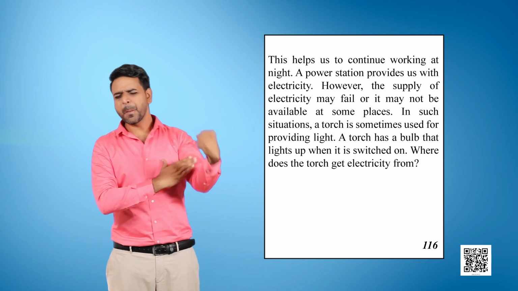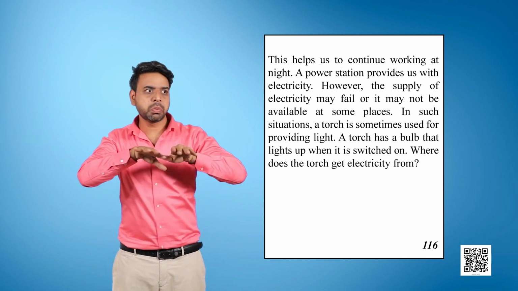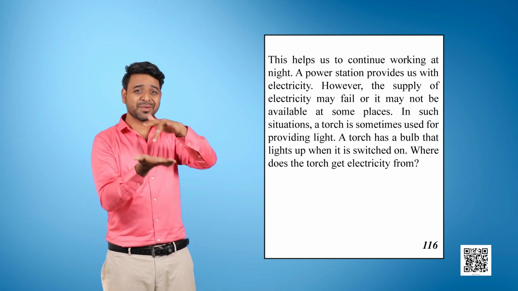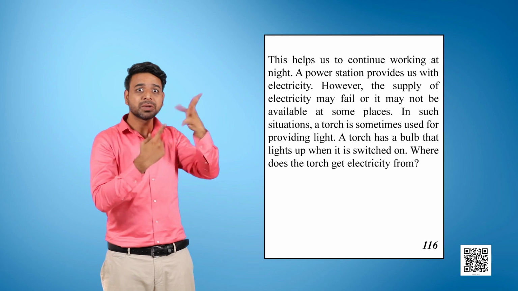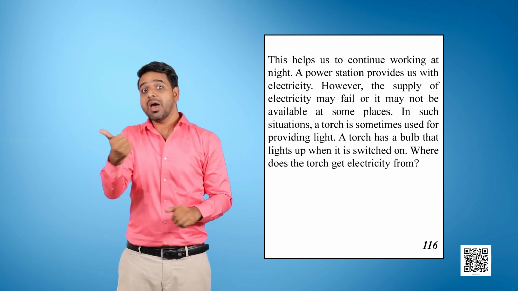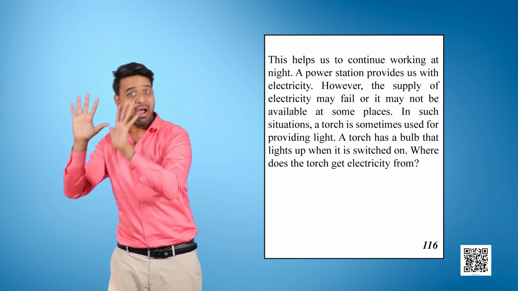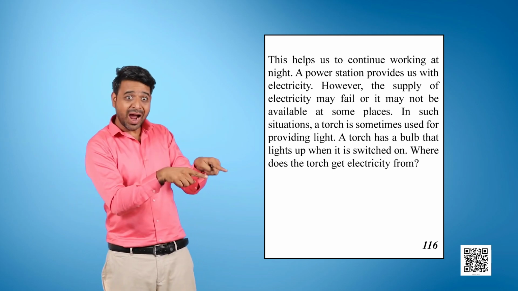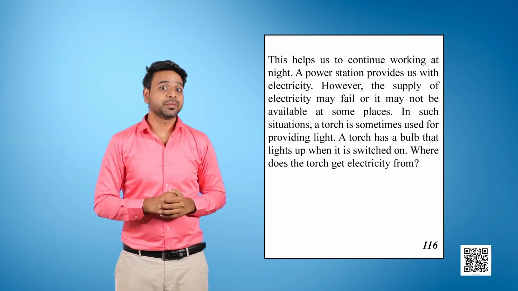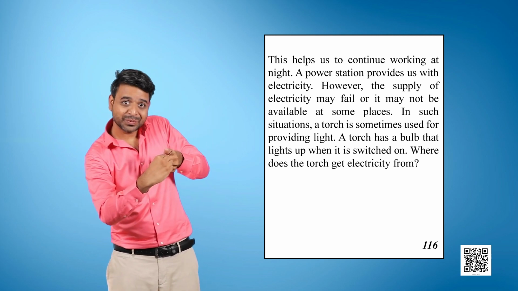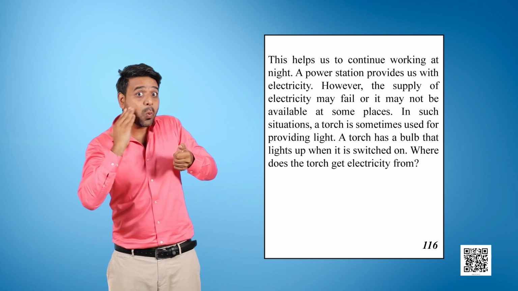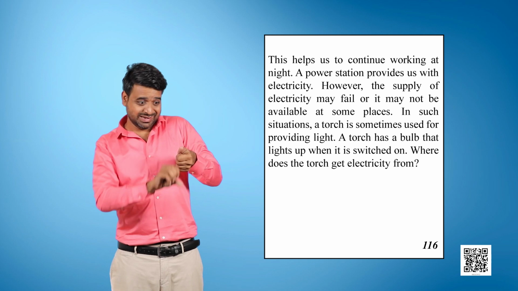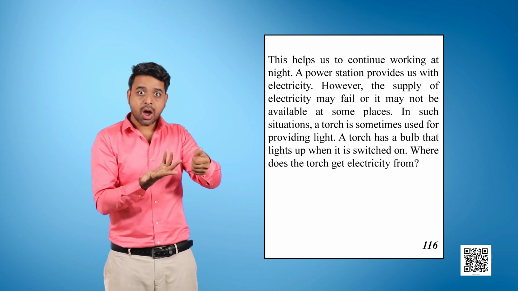A power station provides us with electricity. However, the supply of electricity may fail or it may not be available at some places. In such situations, a torch is sometimes used for providing light. A torch has a bulb that lights up when it is switched on. Where does the torch get electricity from?